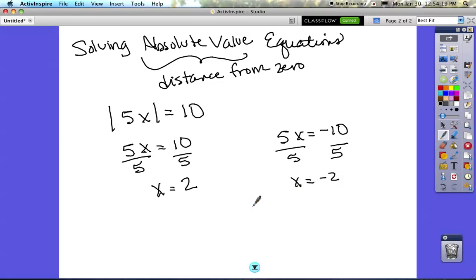Now, don't make the mistake that all your answers will be the same, but different signs. That's not going to be true every time. So let's plug this back in here, substitute it back in, and see if that makes sense. Well, the absolute value, what's 5 times 2? Absolute value of positive 10 is 10. 5 times negative 2, what's the absolute value of negative 10? 10. And that's all you have to do. Okay, so let's look at another one.